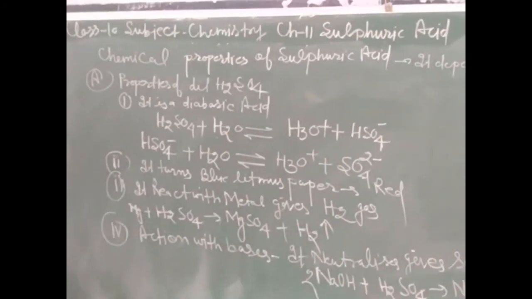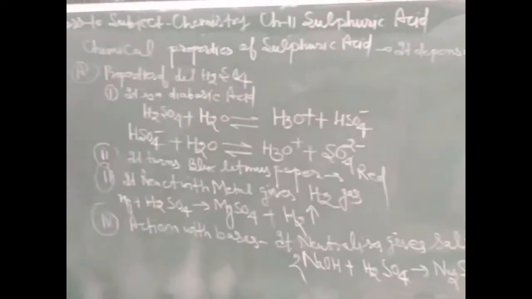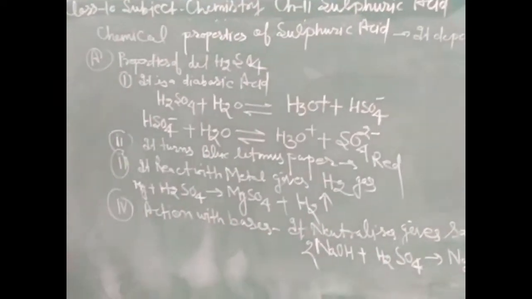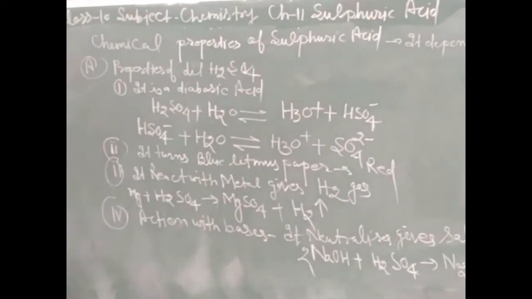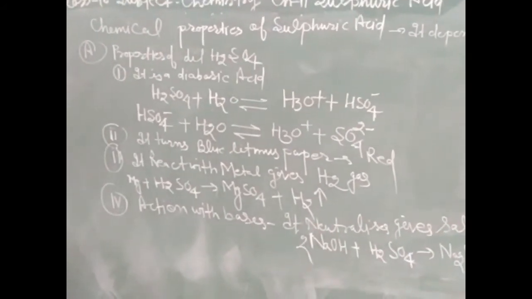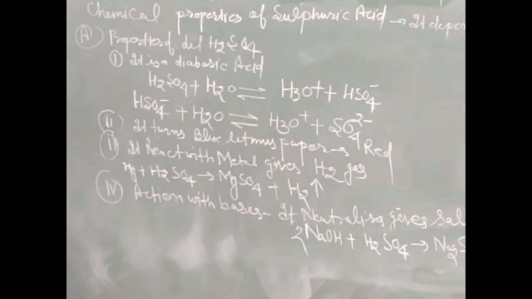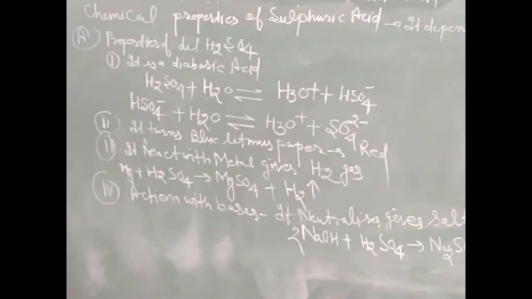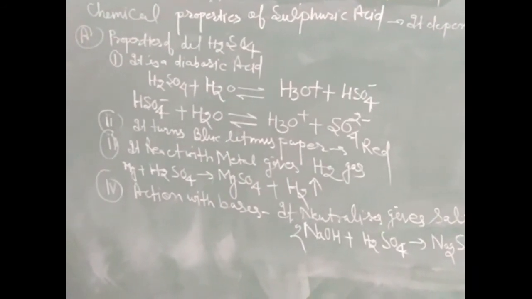Sulfuric acid is a dibasic acid, meaning an acid which gives two hydronium ions in water is called a dibasic acid. So sulfuric acid shows dibasic nature in two steps. In the first step, sulfuric acid reacts with H2O to form a hydronium ion and an HSO4 minus ion. When HSO4 minus again reacts with water, it forms a second hydronium ion and a sulfate ion.